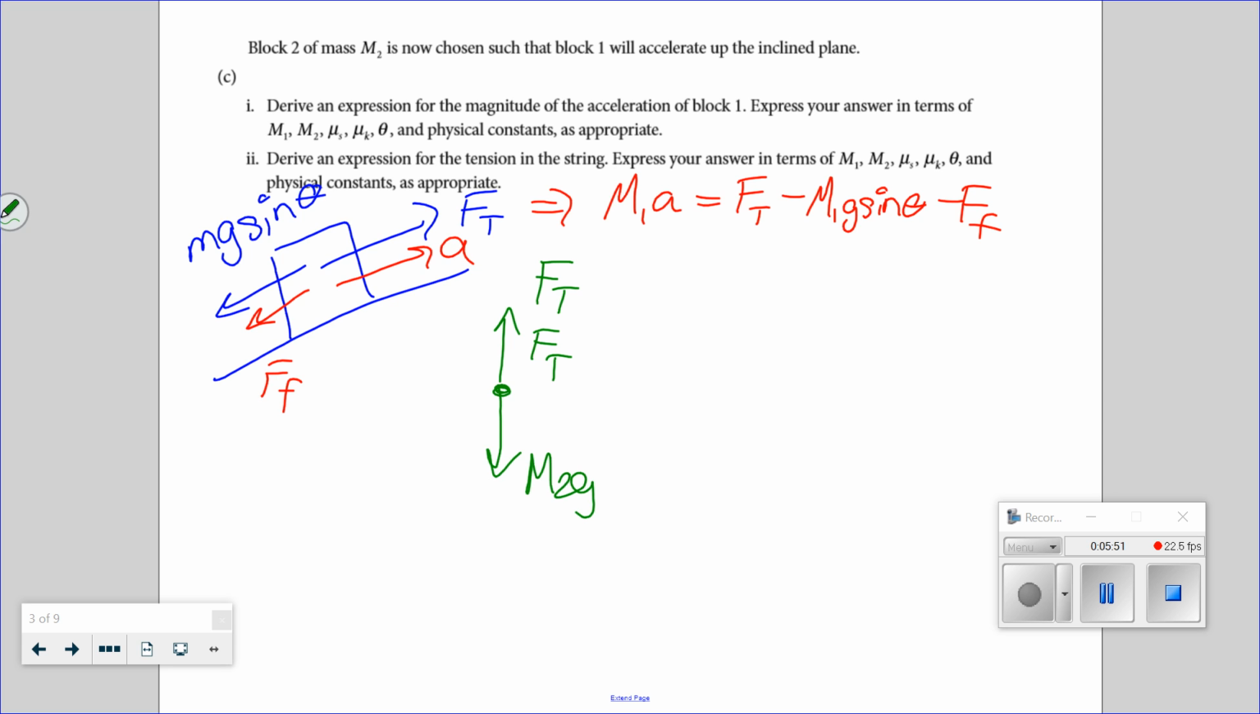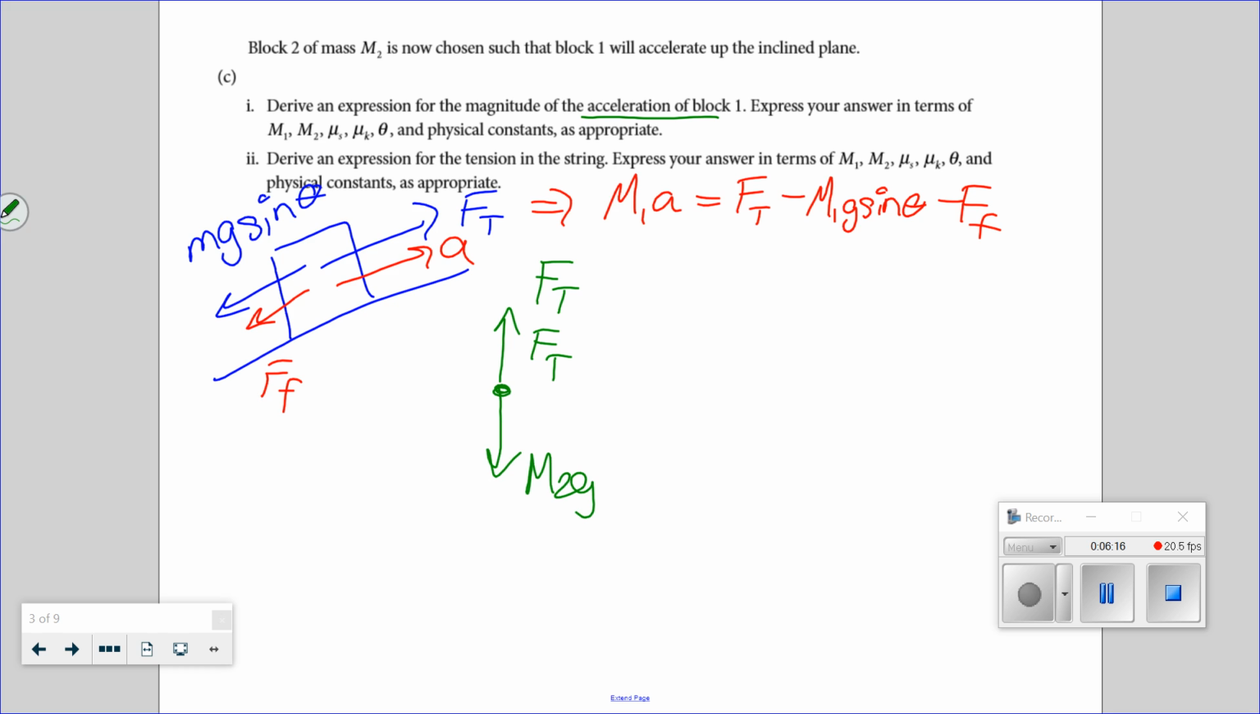Let's make sure I'm answering their question. Derive an expression for the magnitude of the acceleration of block 1. Oh, we're solving for a. Maybe I can just replace the force of tension, right? They're connected by the string, so they have to have the same acceleration. This is just one object, really. It's got a big string in the middle. Physics strings are not stretchable. They're not rubber bands. They really connect.